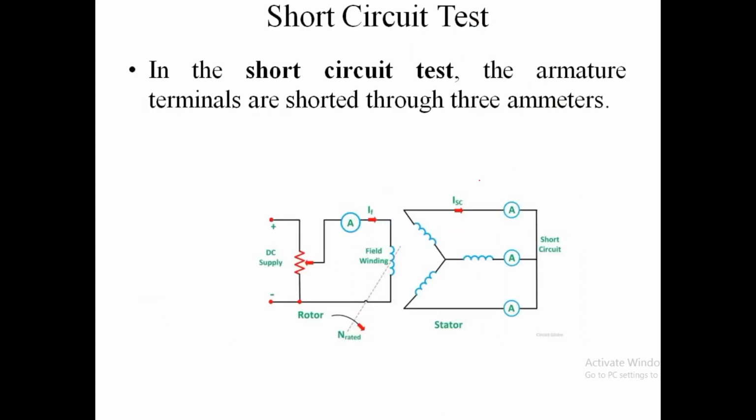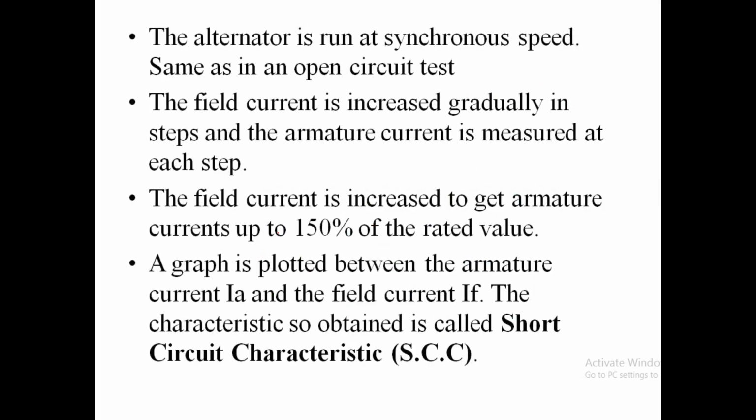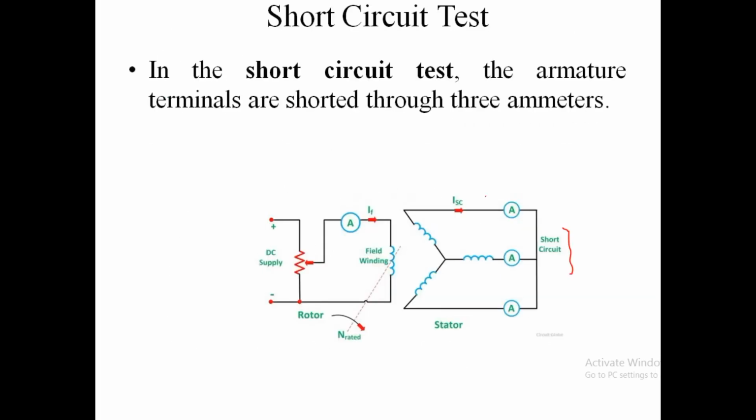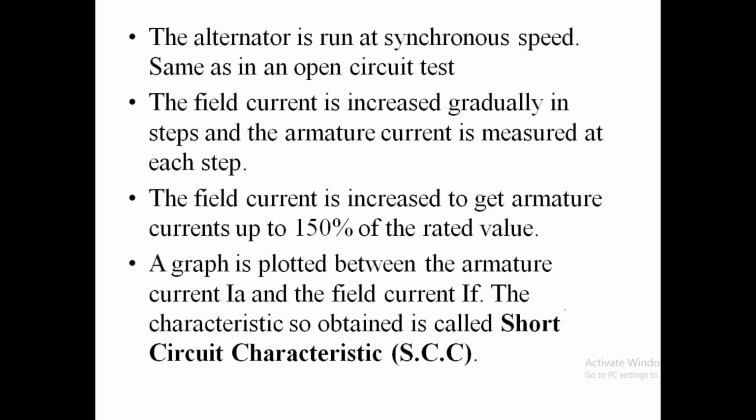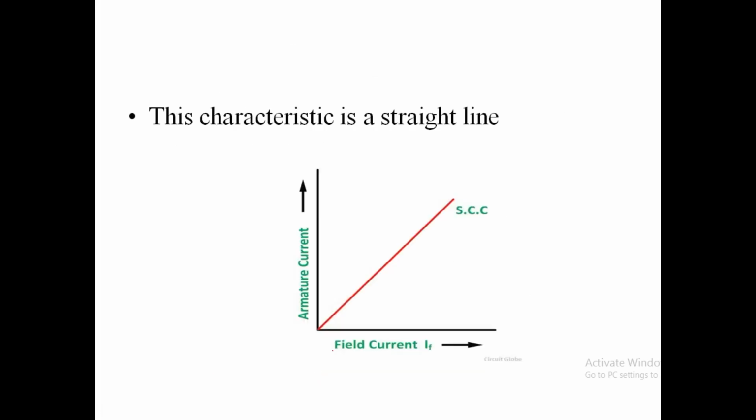Now, what about the short circuit test? Here, instead of open circuit, we short circuit the terminals, and the field circuit is given a DC supply. The field current is increased gradually in steps, and the armature current is measured at each step. The field current is increased to get an armature current up to 150% of its rated value. A graph is plotted between armature current and field current. The characteristic obtained is known as the short circuit curve.